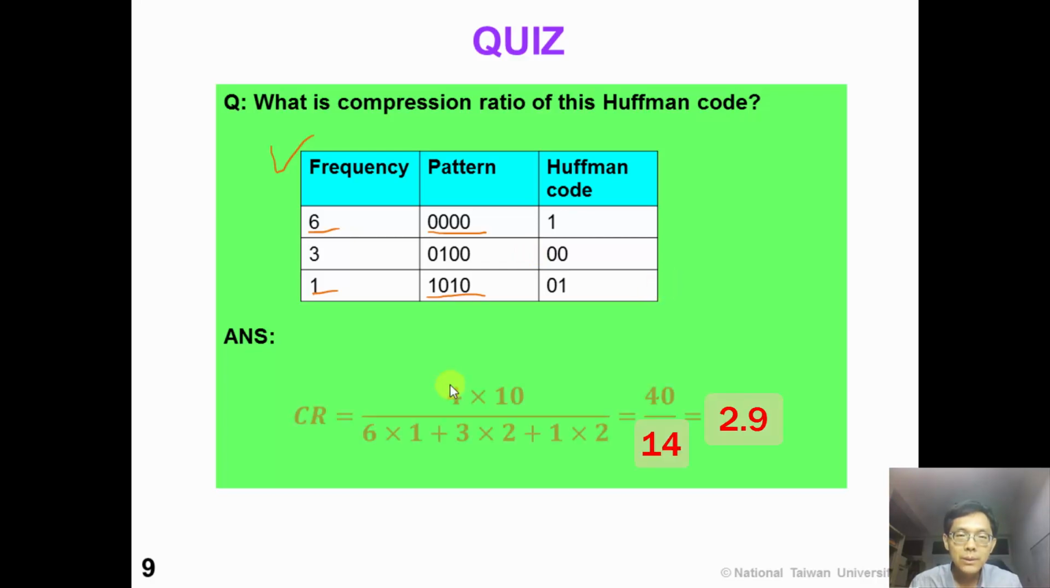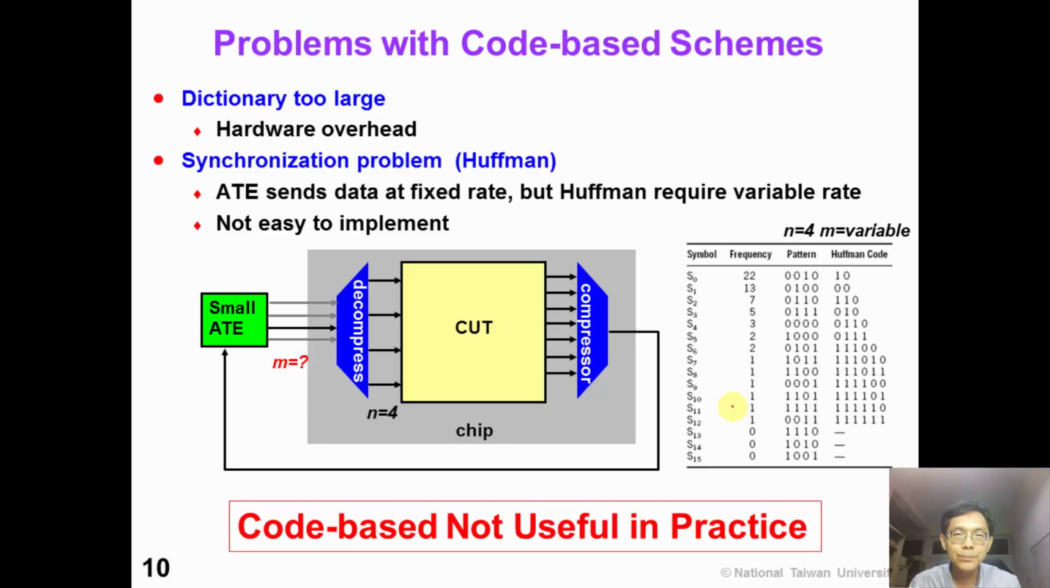Okay, have you done yet? The compression ratio is like this. In the numerator, it's 4 bits times the total frequency of appearance of 10. In the denominator, we have 1 bit that appears 6 times, and 2 bits that appear 3 times, and 2 bits that appear 1 time. So the compressed data is 14 bits, and the original data is 40 bits. So the compression ratio is almost 2.9, which is better than the previous dictionary-based technique.